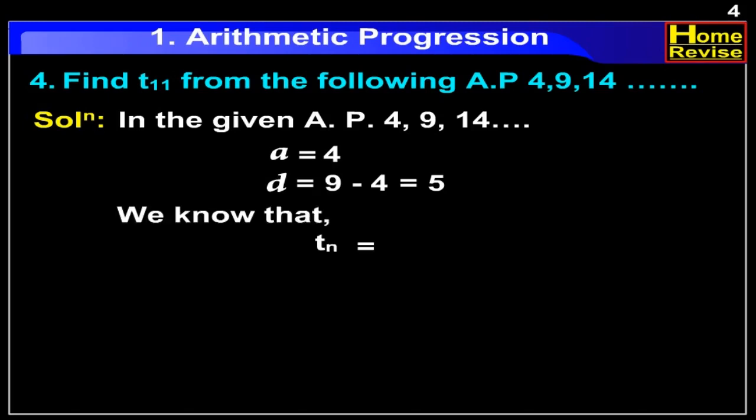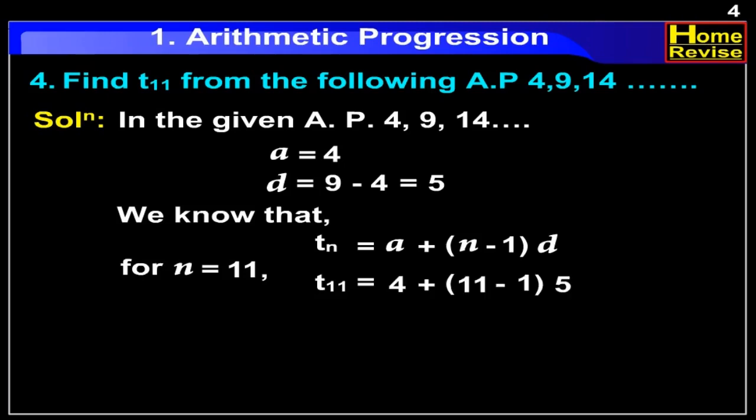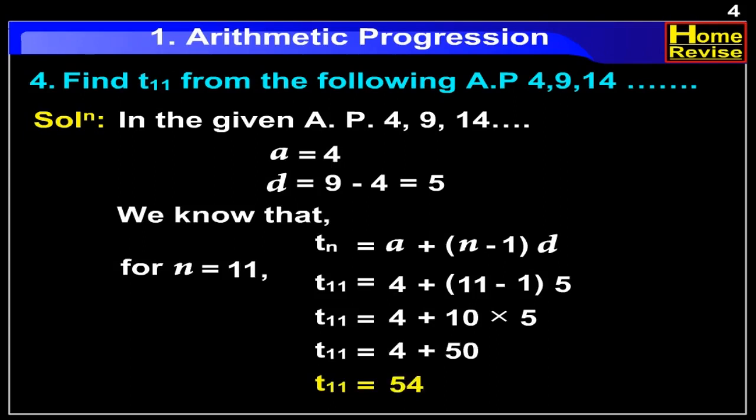We know that Tn is equal to A plus n minus 1 into D. For n is equal to 11 and substituting the values of A and D, we get T11 is equal to 4 plus 11 minus 1 into 5. Therefore, T11 is equal to 4 plus 10 into 5. Therefore, T11 is equal to 4 plus 50. Therefore, T11 is equal to 54.